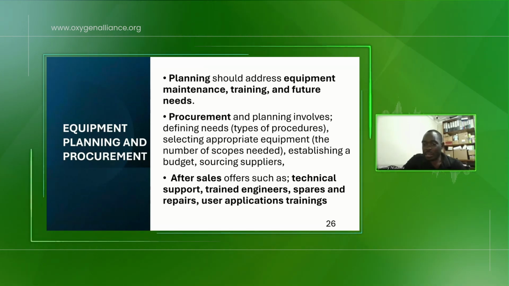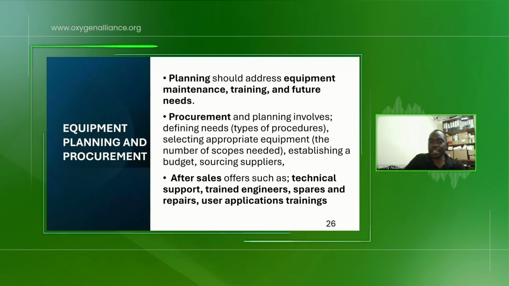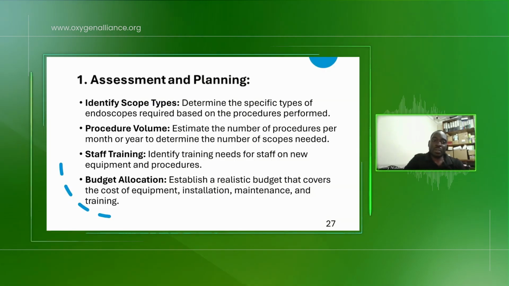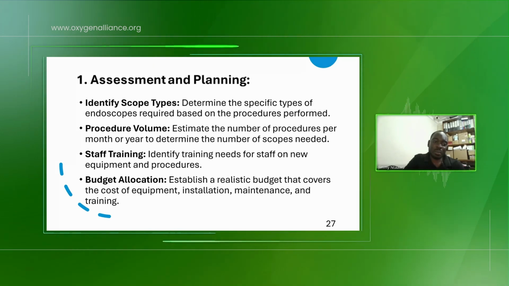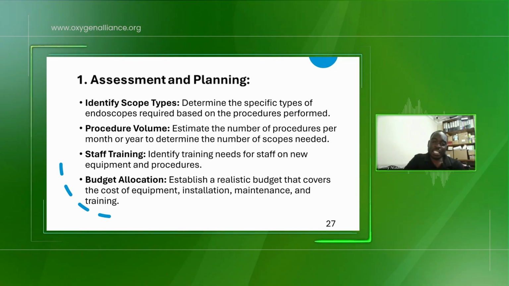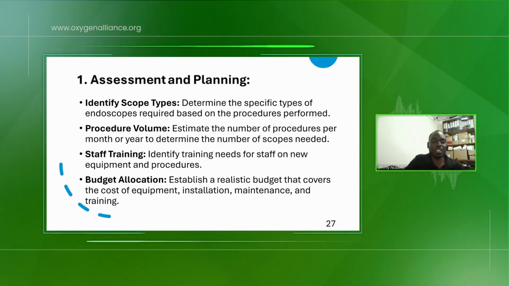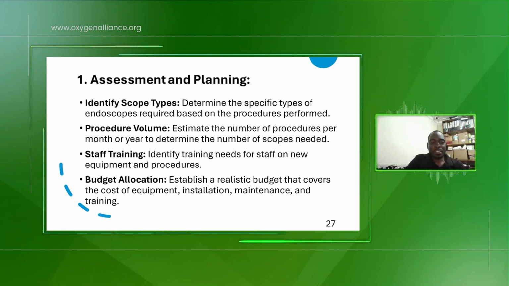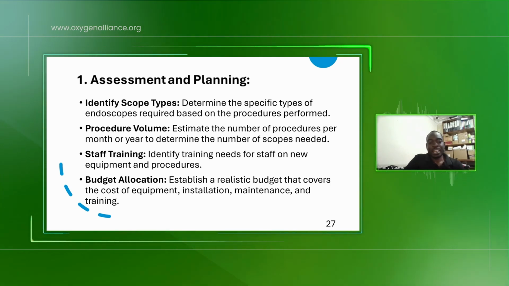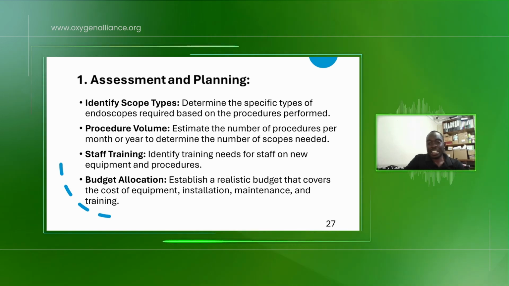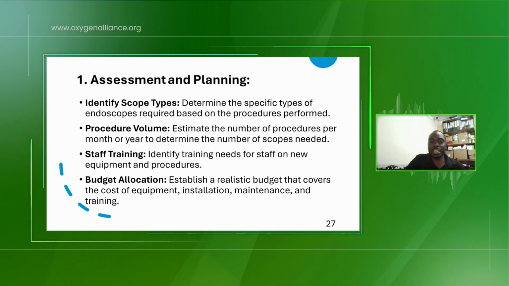Availability of spares and repairs, and also the capability of doing user applications training, is very key. So when we are planning, I've already explained this: you identify the scopes you want, the procedure volume, maybe the staff training. Your supplier has to offer staff training, or you as a supplier have to equip yourself with the training straight from the manufacturer, so that you are able to represent the brand very well. And budget allocation. I don't recommend doing rentals for scopes because different people handle scopes differently.